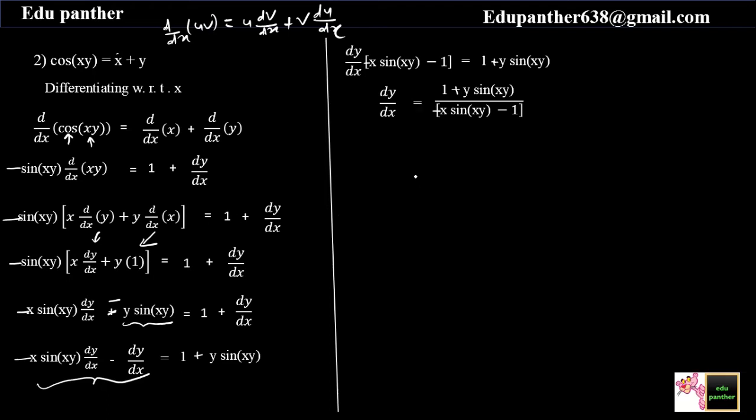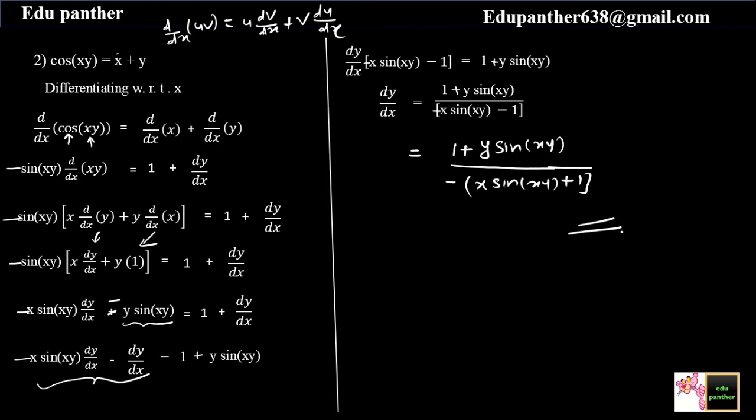If you want to simplify this, we can further simplify. So this is 1 plus y times sin of xy divided by, we can take this minus sign common, so minus x times sin of xy plus 1. So this is the final answer.